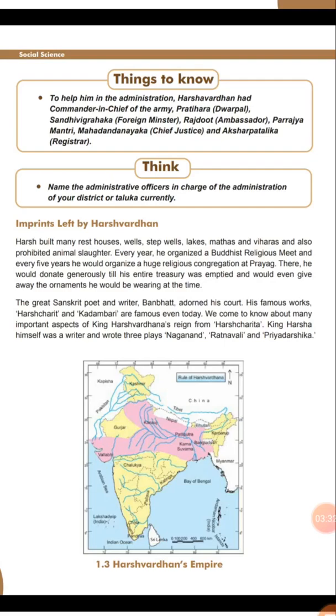Huge religious congregation means you can say religious meet where people gather, assemble, right? So every 5 years he used to keep this religious congregation at Prayag. Prayag is a place. There he would donate generously. He would give a lot of donation wholeheartedly till his entire treasury was emptied, and would even give away the ornaments he would be wearing at that time. Not only the treasure which he has, but whatever ornaments he used to wear at that time, he would donate that also.